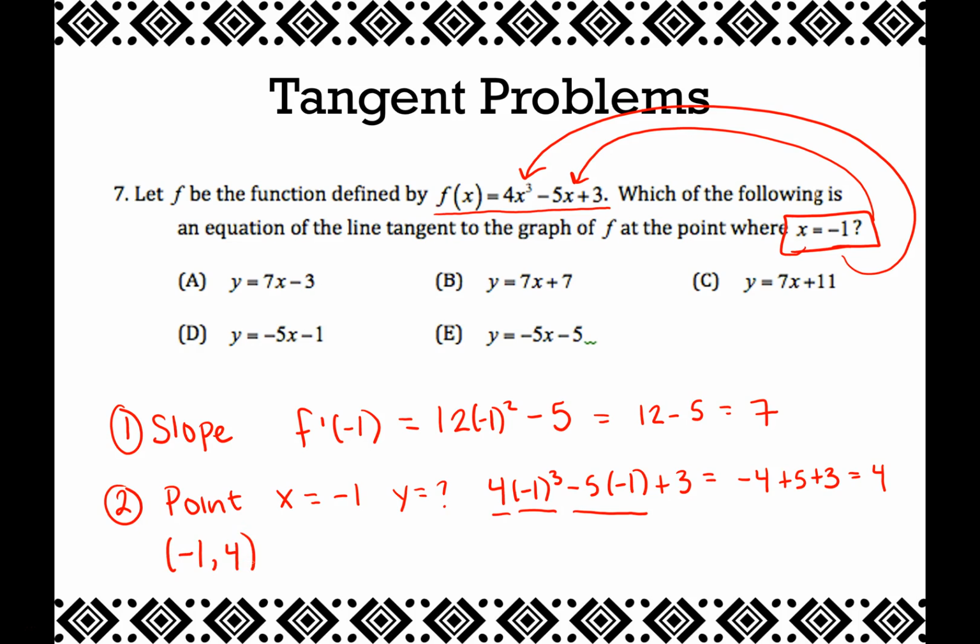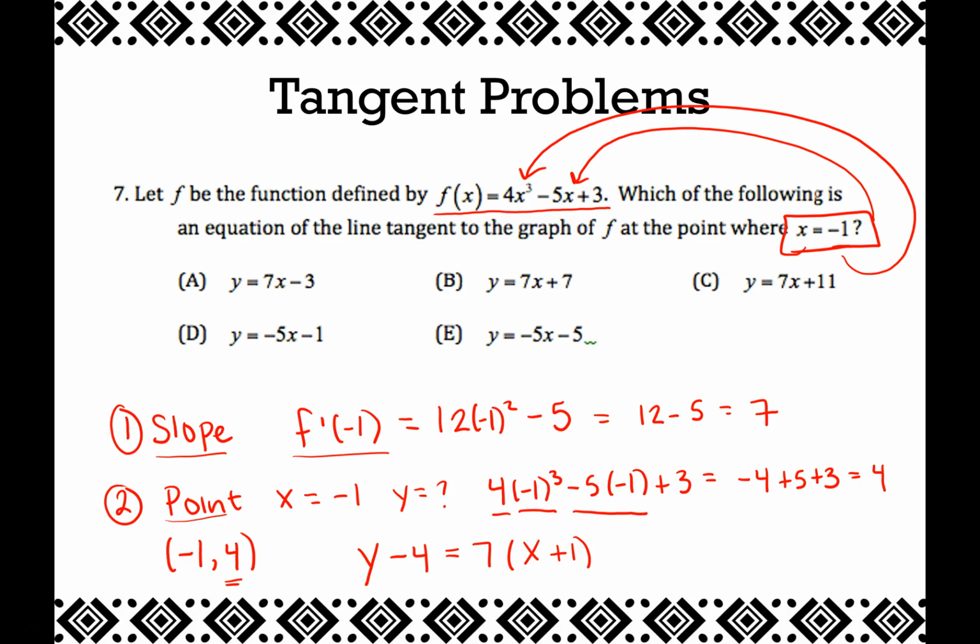Okay, just to emphasize this again, the slope comes from the derivative, the point comes from plugging into the original equation. All right, so now let's go ahead and write this in our point slope form. So we're going to have y minus y1, which is y minus 4, equals m, which is 7, and then it's going to be x minus -1, or x plus 1.